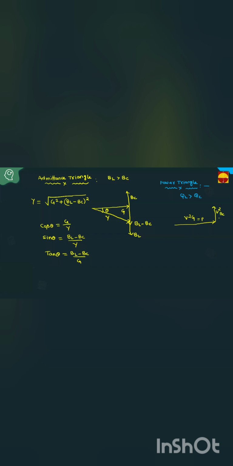If you multiply V square into BC, this is equal to QC. And this is V square into BL, which is equal to QL. Then the resultant is QL minus QC. This is P, this is QL minus QC, and this is V square into Y, which is equal to S.